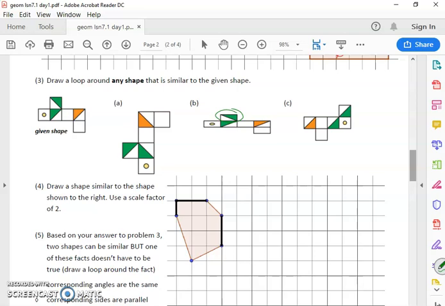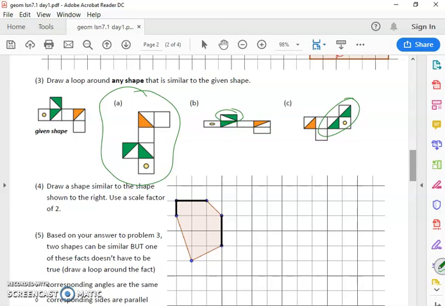Problem C, for example, the issue here is that those green triangles are in a different location than they are in the given shape. So the only one that actually works is A. So if you rotate it and then enlarge it, you would end up getting that shape.